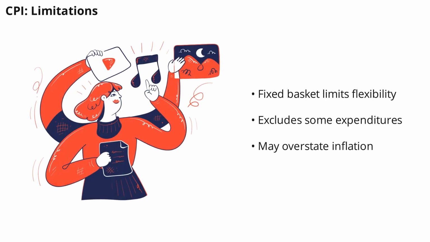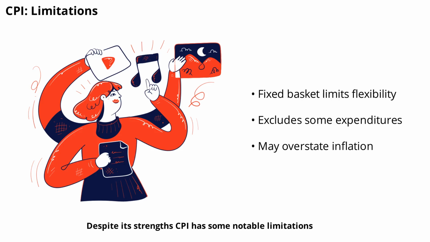Despite its strengths, CPI has some notable limitations. The fixed basket approach means it may not capture changes in consumer preferences or the introduction of new products. It also excludes some expenditures, like employer-paid healthcare, which can be significant. As a result, CPI may overstate inflation if consumers are substituting cheaper goods or if spending patterns shift. Being aware of these limitations is important when interpreting CPI data.